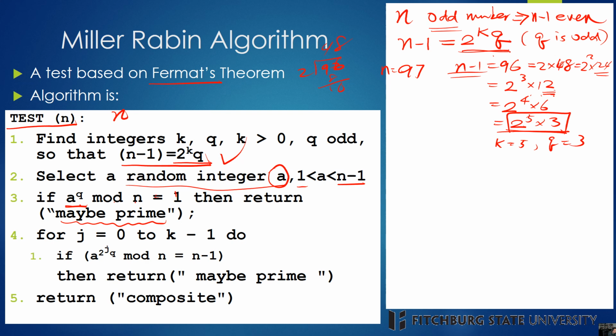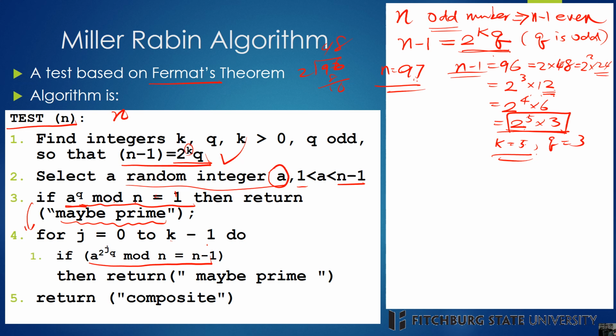Now, if a to the q mod n is not equal to 1, then we actually switch to the for loop. In the for loop, we go from 0 to k minus 1. Remember, what is k? K is the power of 2. So when I choose n equals 97, then k is 5, right? So I do the loop from 0 to 5 minus 1, which is 4 in this case. And then you test this again. Read this very carefully.